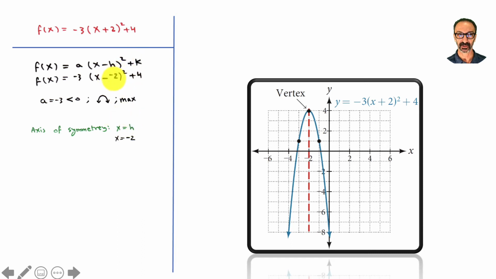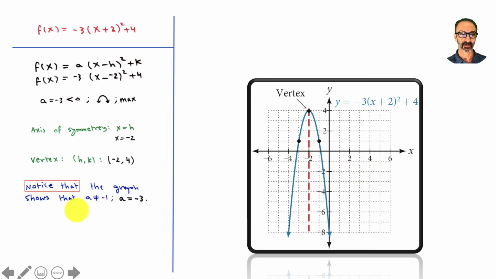You have to be careful. It's not 2, of course. Comparing it to x minus, it will be negative 2. And the graph shows it. To find the vertex, you take negative 2 and plug it in, or compare it right there. It's already given to me, by the way, which is 4.